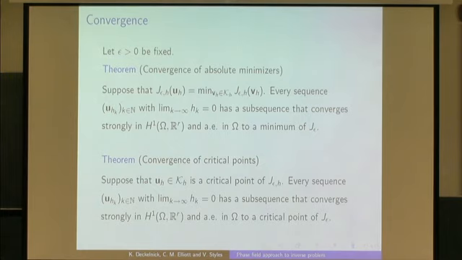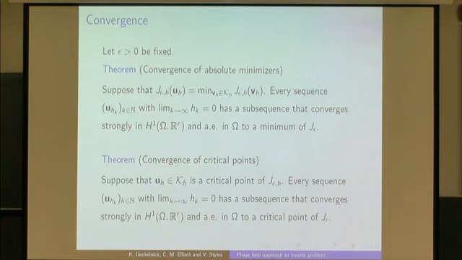But we also have a convergence result for the critical points. So suppose UH is a critical point of J epsilon H, defined in the same way as for the continuous case, then every sequence UHK has a subsequence that converges strongly and almost everywhere to a critical point of J epsilon. And that's a bit more realistic, that we can find such critical points.